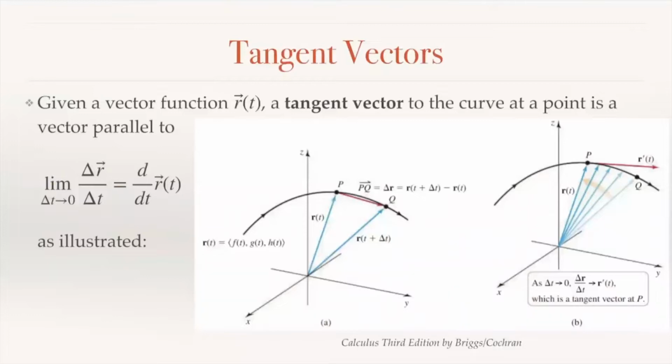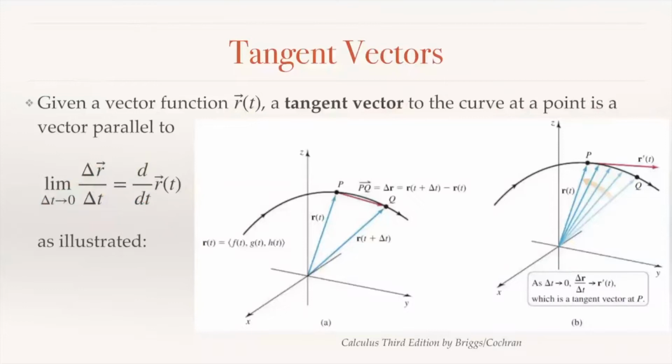So recall tangent lines from calculus 1. Now we generalize that to tangent vectors of curves in higher dimensional spaces. So given a vector valued function r of t, a tangent vector to the curve at a particular point is defined as the limit as delta t approaches 0 of the change in position over the change in time, also known as d dt of r of t.